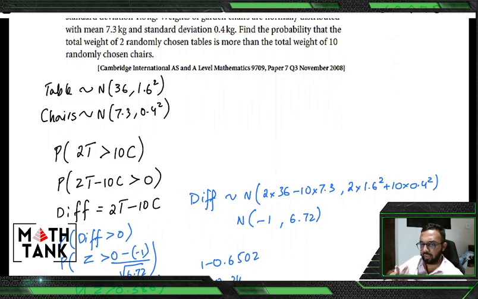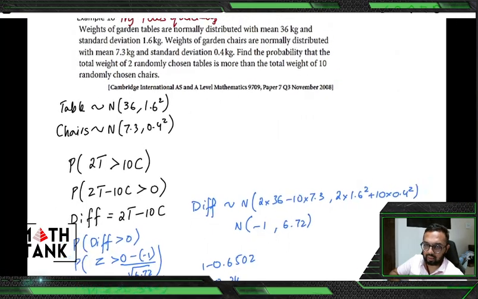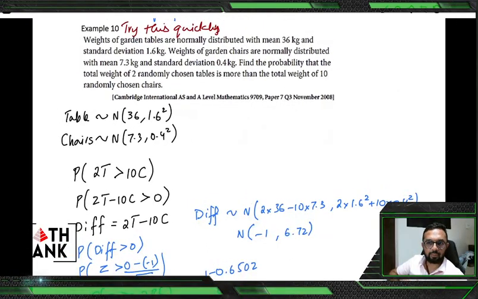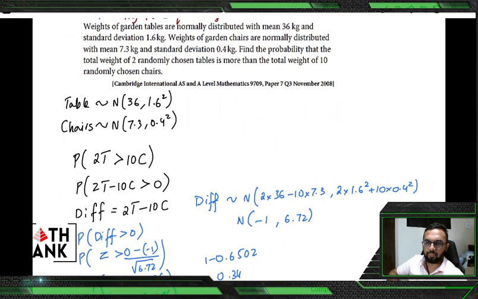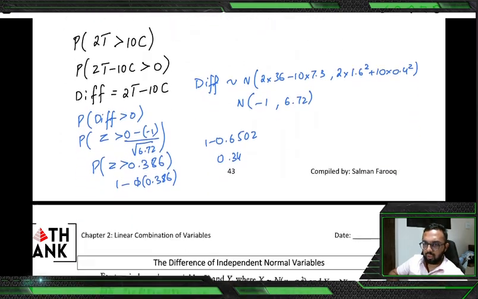Now this is illustrating two different concepts that I've just taught you. One of the concepts is that there's a difference of variables. As you can see, it's 2t minus 10c, and the other is more than one observation. So I'm not just talking about one table, I'm talking about two tables. I'm not just talking about one chair, I'm talking about 10 chairs. So the mean and variance will get adjusted accordingly. Make sure that you understand this idea, because if you don't, the next part of this topic will be very challenging for you. Moving on.